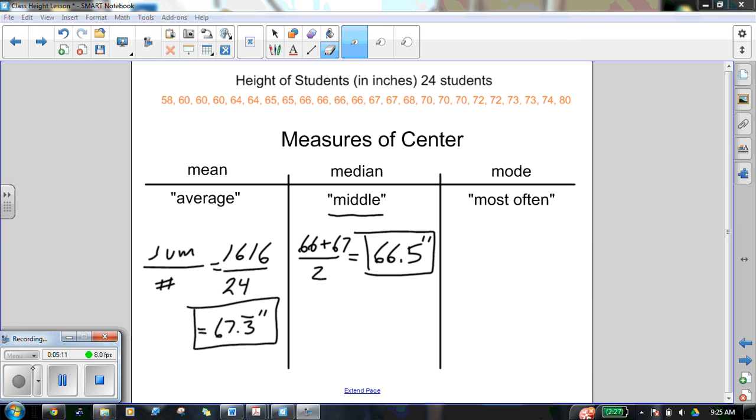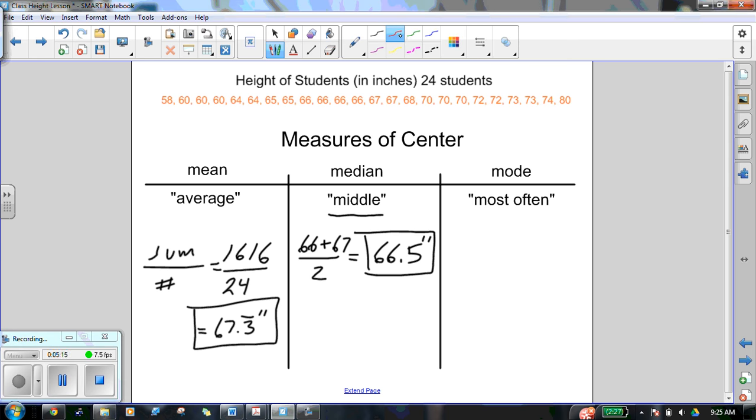So now let's talk about mode. Mode is what happens most often, so let's look for repeats. Here we can see that 60 is repeated 3 times. 64 is repeated twice. 65 is repeated twice. 66 is repeated 4 times. 67 twice. 72 twice. And 73 twice. So we have a lot of things that are repeated multiple times.